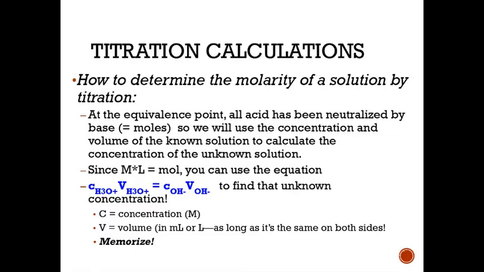Now we're moving from understanding what happens at the equivalence point to actually calculating unknown concentrations. The key insight is that at equivalence, moles of acid equal moles of base. They've completely neutralized each other. So we can rearrange the molarity equation, M times L equals moles, to compare the two solutions. This formula, C1V1 equals C2V2, lets you solve for whichever unknown you have. As long as you use matching volume units on both sides, both milliliters or both liters, the math works perfectly. This is your workhorse equation for titration problems.